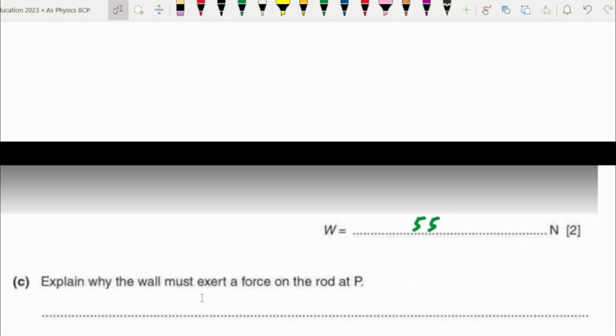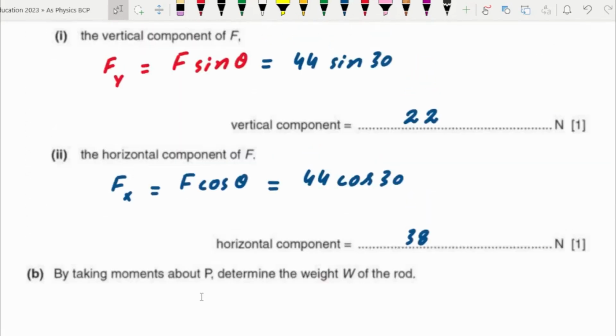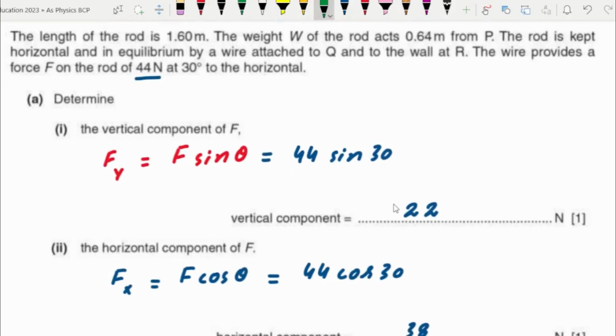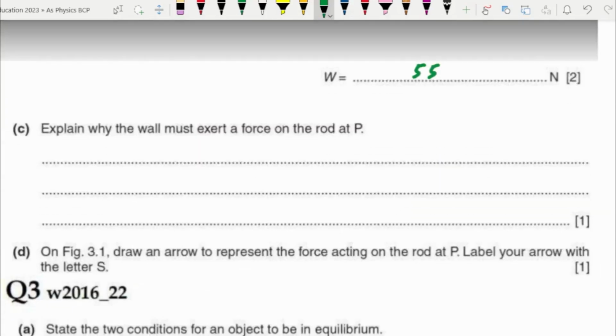For part C, we have the question: explain why the wall must exert a force on the rod at P. Let's take a look at the diagram. One of the components of this force is F cos theta, and F cos theta is the force that the rod is applying to the wall at the point P. The direction of F cos theta is towards the left side, which is a force pressing the wall. As a consequence, as a reaction, the wall would exert the same force back onto the rod in accordance with Newton's third law of motion.